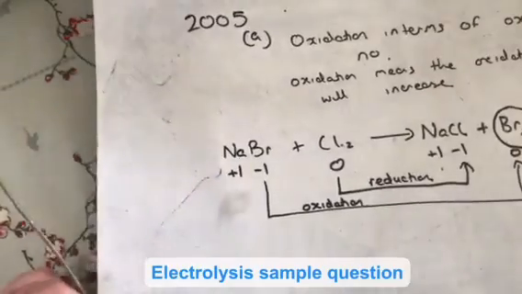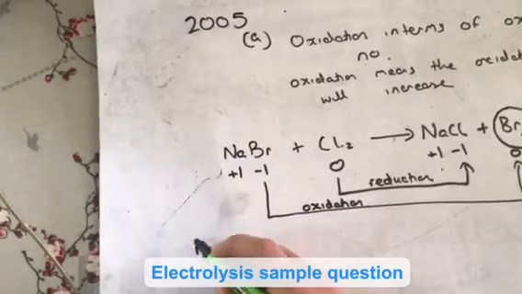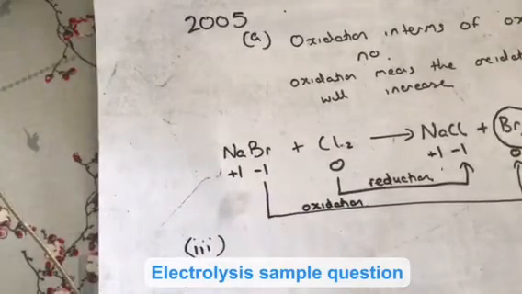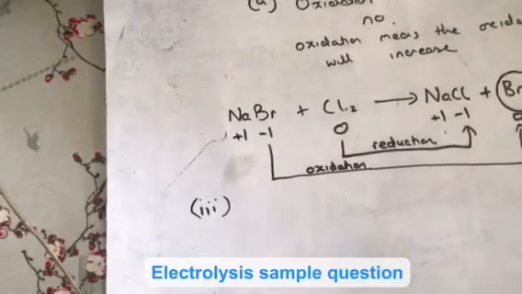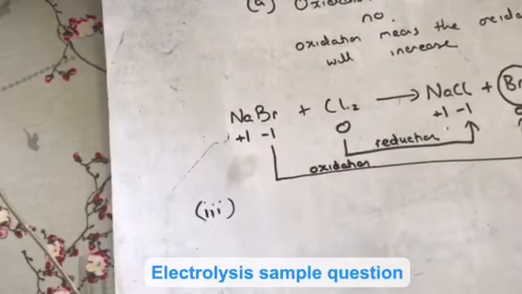Next part, part 3. Now they're asking you about the electrolysis of water. So a solution of acidified water, which was diluted with sulfuric acid, is electrolyzed by passing electric current through it using inert electrodes. At which electrode, A or B, does oxidation occur?